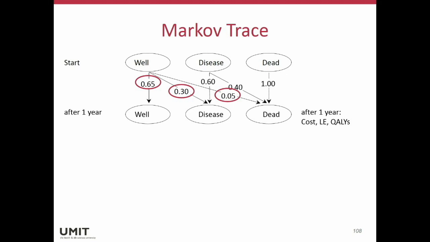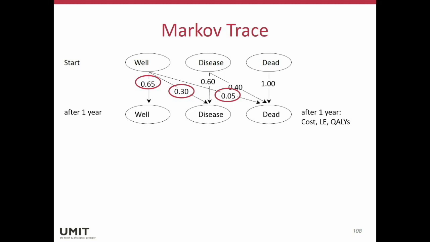And then 5% of the people that were well are going to die. And the same we do with the people that are in the diseased health state. Here we know that 60% of the diseased people are going to stay in this health state, so they move to the diseased health state. And out of these people that have the disease, 40% are going to die after 1 year.